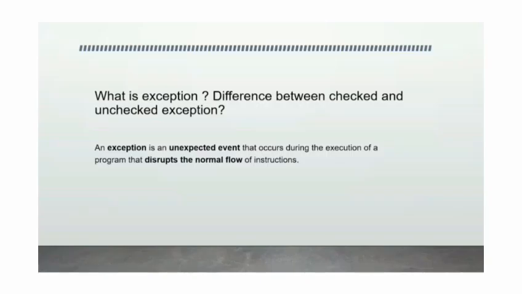Checked exceptions occur at the time of compilation, and can be handled with the help of try, catch, throws keywords and finally blocks. Unchecked exceptions occur at the time of execution, which cannot be handled and need to be fixed. Unchecked exceptions are considered bugs in the code or program. They need to be fixed, not handled.